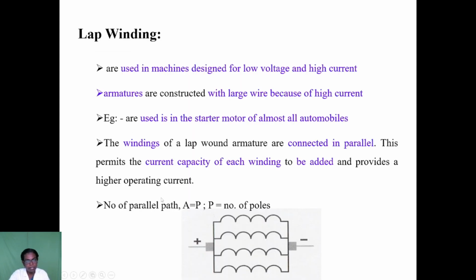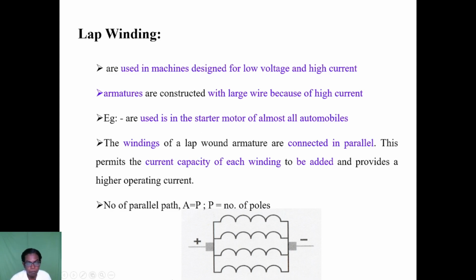Okay, so then lap winding. The lap winding is used in machines designed for low voltage and high current. So this is used only in low voltage and high current machines. Armatures are constructed with a large wire because of high current. For example, it is used in the starter motor of almost all automobiles. So the lap winding is used in all automobiles.